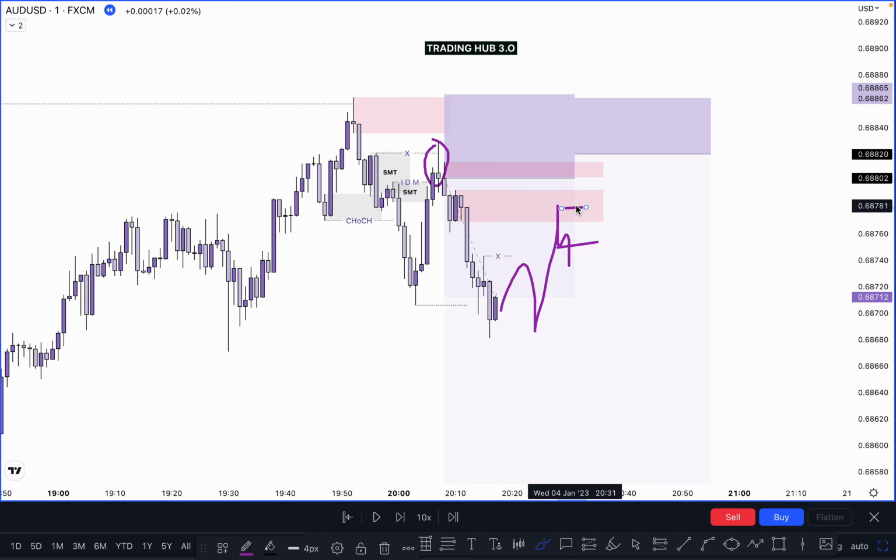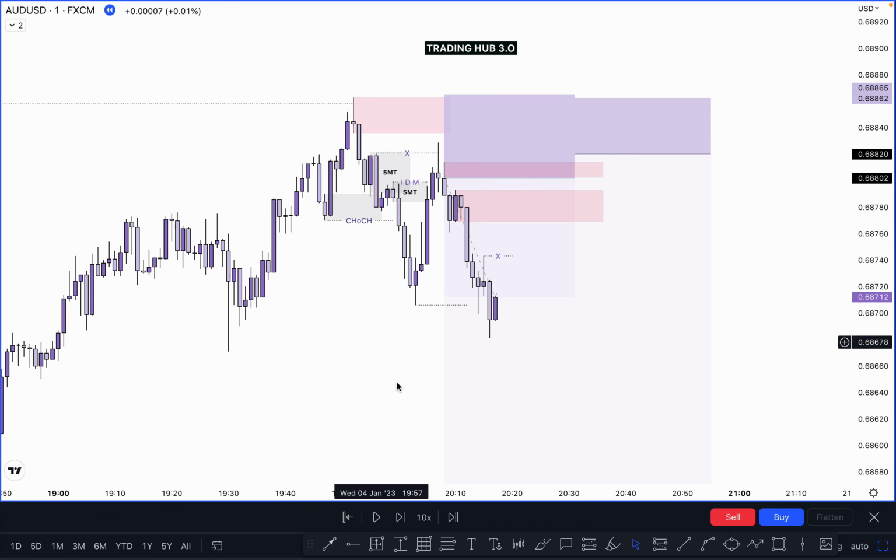If not created here, then you have to wait for it to tap this unmitigated extreme order block, and here directly you can sell, because this one is our extreme. But if you want more additional confirmation, then you can decide to wait for a single candle order block before the entry. Okay, so let's see what happened next in this case.